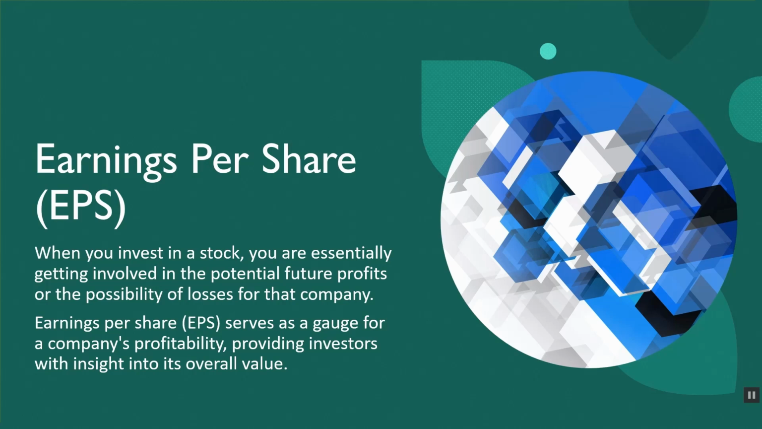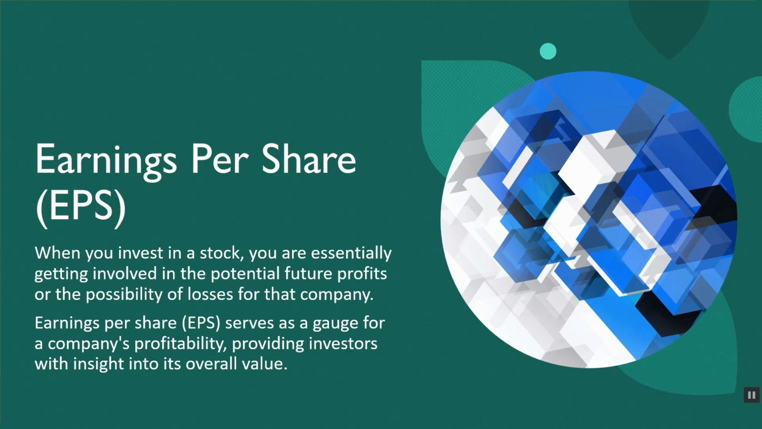Earnings per share is a financial metric that calculates the portion of a company's profit allocated to each outstanding share of common stock. It is calculated by dividing the company's net income by the number of outstanding shares.